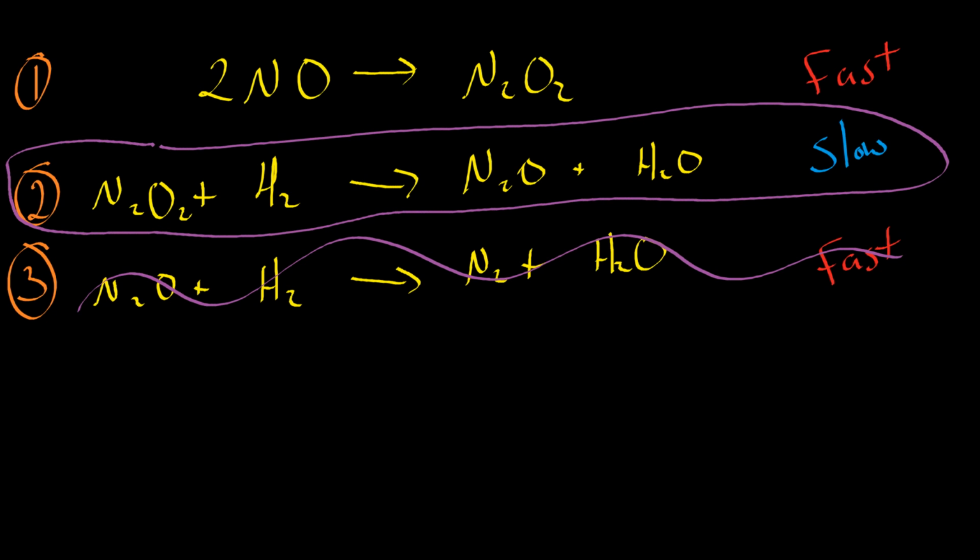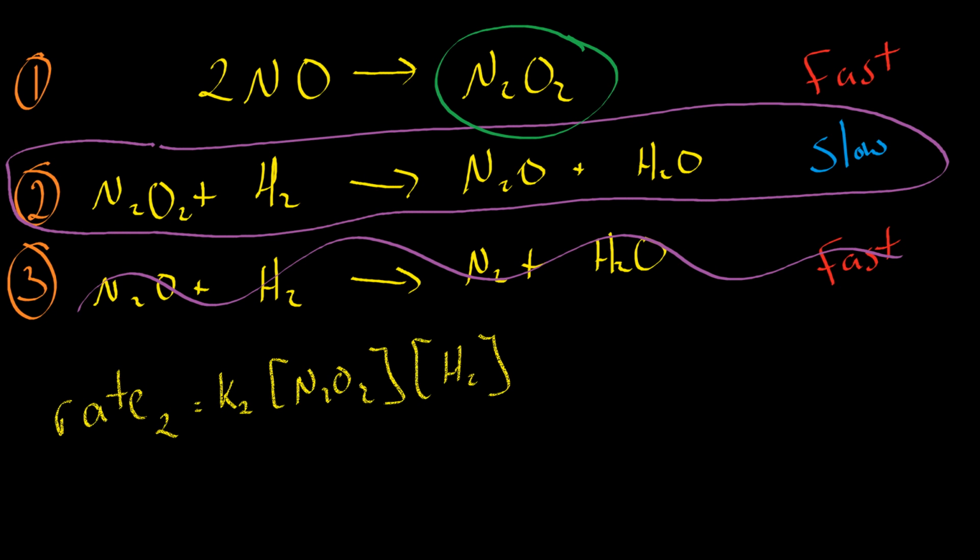But it has that pesky dinitrogen dioxide in there, so we're going to have to take advantage of the existence of step 1 to go ahead and get rid of that. And this will look very similar to what we did before. So now we give ourselves the rate from the second step. So rate 2 is equal to K2 times N2O2 times H2.